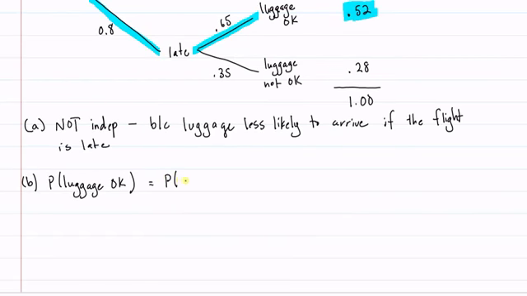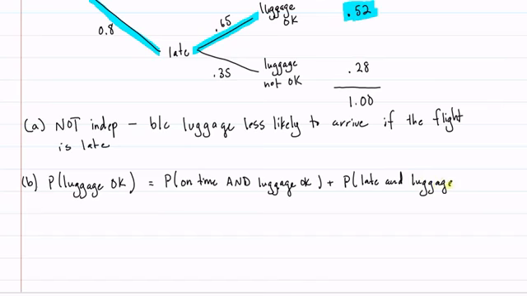You can do it like this. It's the probability that the flight is on time and the luggage is okay, plus the probability that it's late and the luggage is okay. Those are disjoint, so we can just add them. That was 0.16 plus 0.52, which is 0.68.